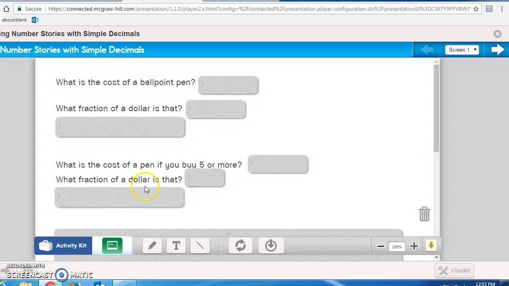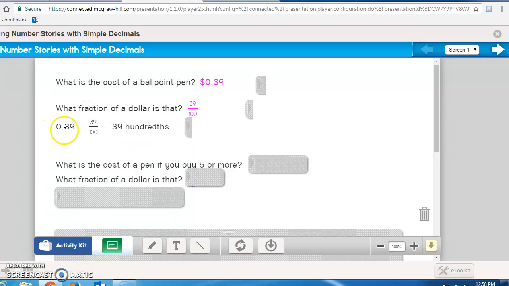So what was the cost of that ballpoint pen? You should have noticed that it's 39 cents. Notice I put a 0 where the dollars spot is because it doesn't cost over $1. It costs less than $1. So I put a 0 in the ones place. 39 cents means out of that 100 cents that it takes to make that dollar, I'm only using 39 of it. So I'm going to use 39 hundredths. What fraction of a dollar is that? Well, it's 39 out of 100. Remember, 0.39 equals 39 hundredths, which equals 39 hundredths.